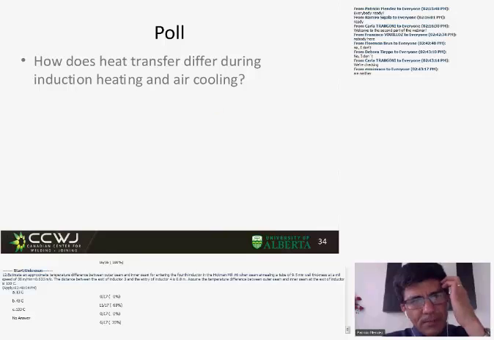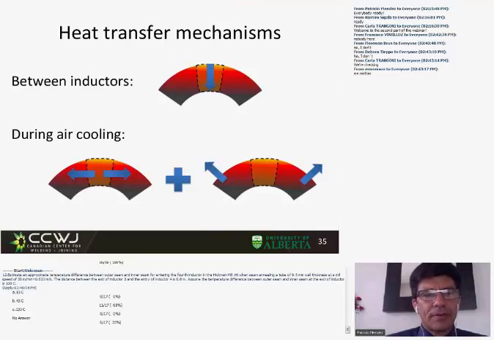I'm going to skip this poll about how heat transfer differs during induction heating and air cooling. It would be great to have you think a little about it, but I'll try to cover some more material instead. Between the inductors, the problem we need to worry about is how the heat moves from the hot outside to the colder inside.